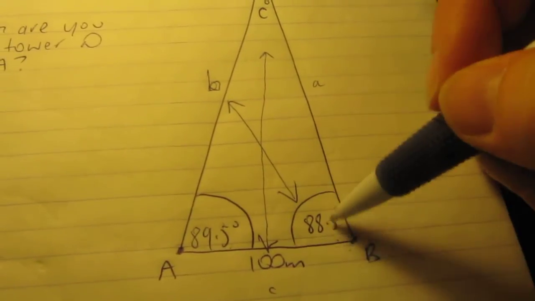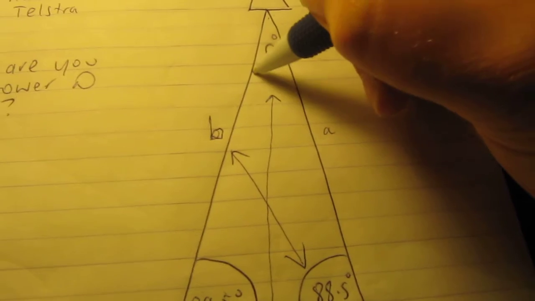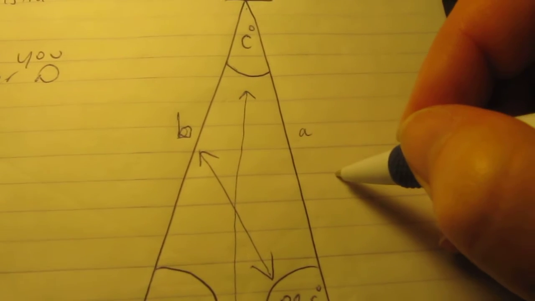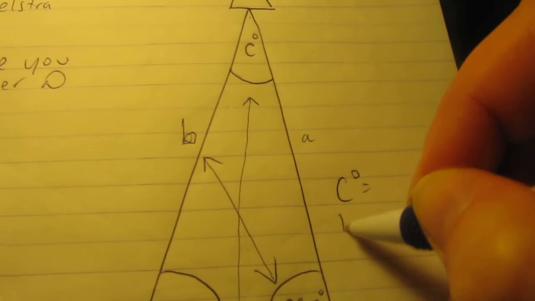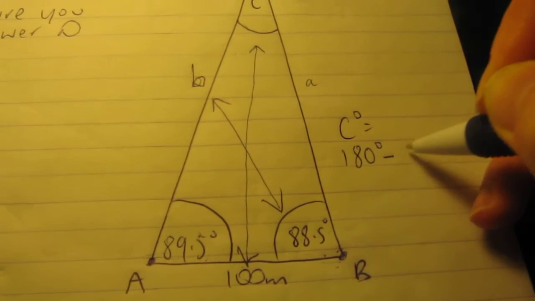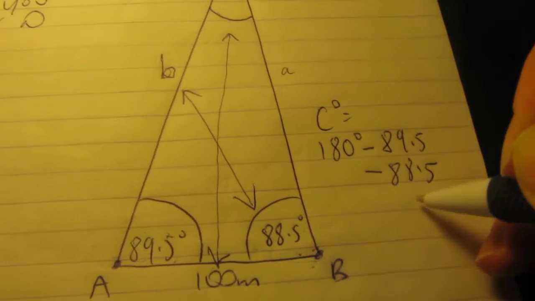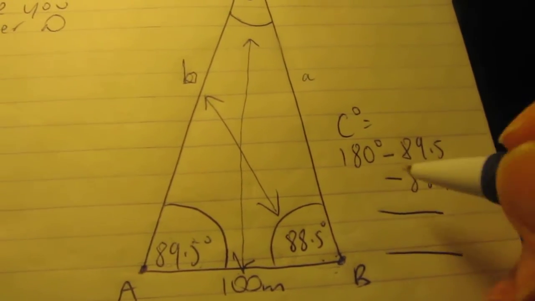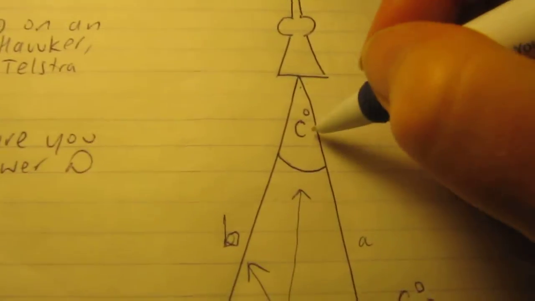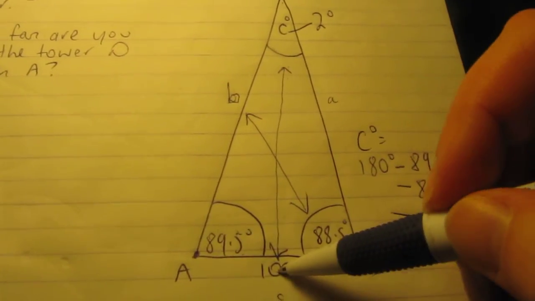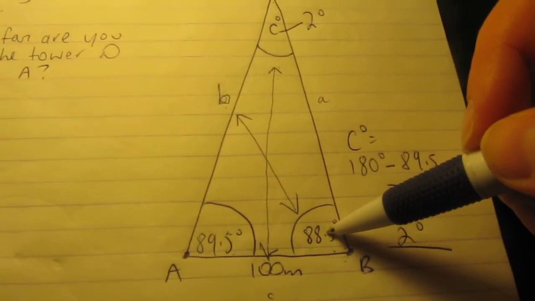Now, one thing you're going to need before you can do this is, what's this angle up here? Angle C. Now we know it's a triangle, and we know triangles add up to 180 degrees. So we can do C degrees equals 180 degrees minus the 89.5 and minus the 88.5, excuse me for writing it downwards like that. And that comes to 2 degrees. So we know that this equals 2 degrees. So let's work it out. We've got our pairs of opposites, we've got our 100 metres and our 2 degrees, and we've got our unknown and our 88.5 degrees.